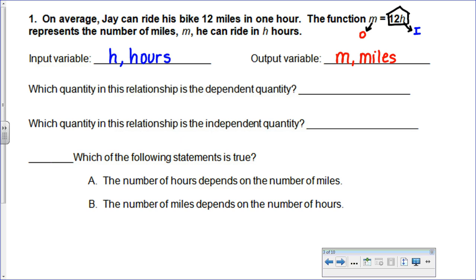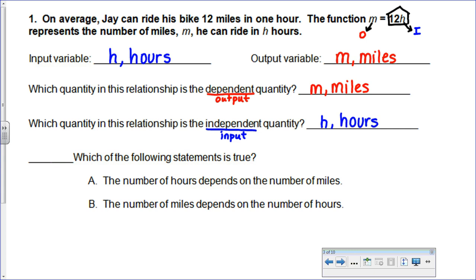So now, using our new vocabulary words, we're going to identify which quantity in this relationship is the dependent quantity. Well, dependent means the same thing as output. And we know that our output variable or quantity is m, the number of miles. Independent is inside, it's our input. So the independent quantity in this situation is h, which represents the number of hours.